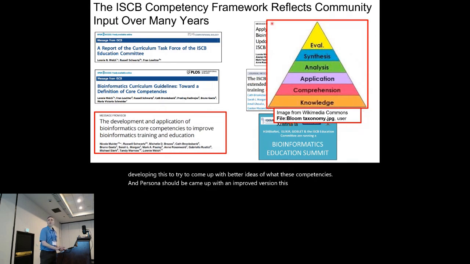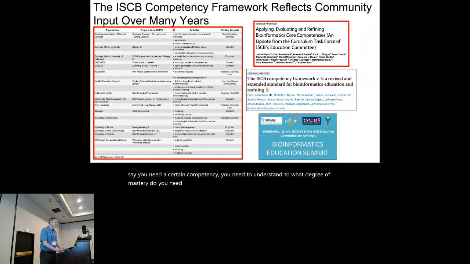This is what's called Bloom's taxonomy, a way of understanding different levels of mastery, which we realized was important in understanding how these programs work. You can't just say you need a certain competency, you need to understand to what degree of mastery you need it. We met with many other groups who came together who are using competencies in different ways to tell us how they are using them, what they are learning from them.